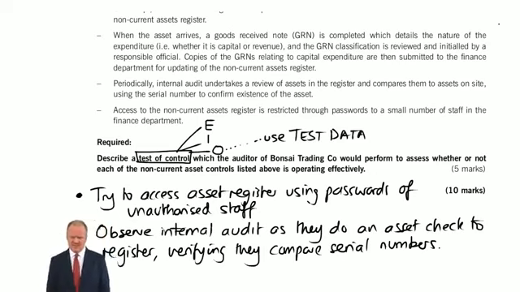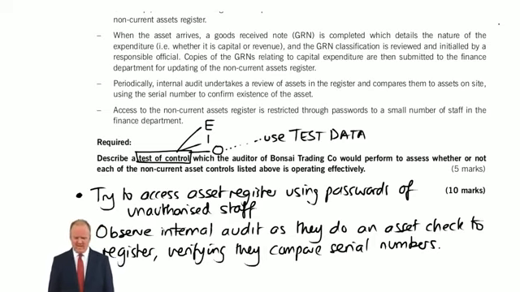Copies of the GRNs relating to capital expenditure are then submitted to the Finance Department for updating of the non-current assets register. Is that a control procedure? I'm not sure it is.